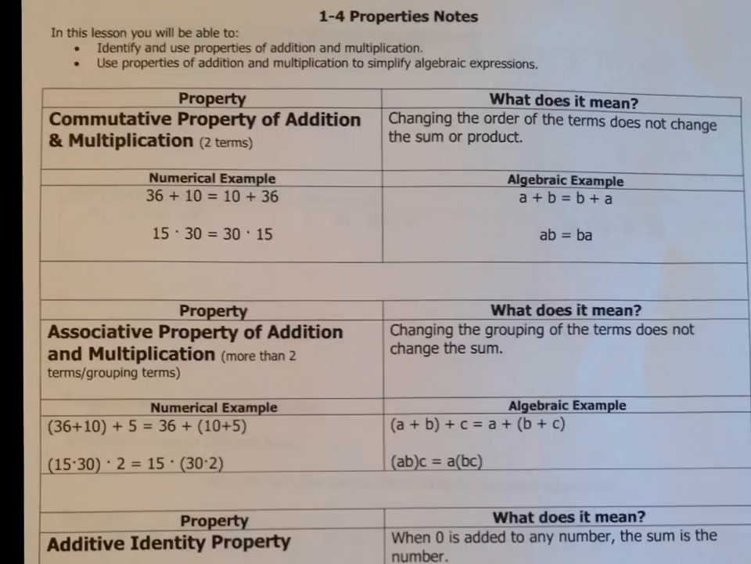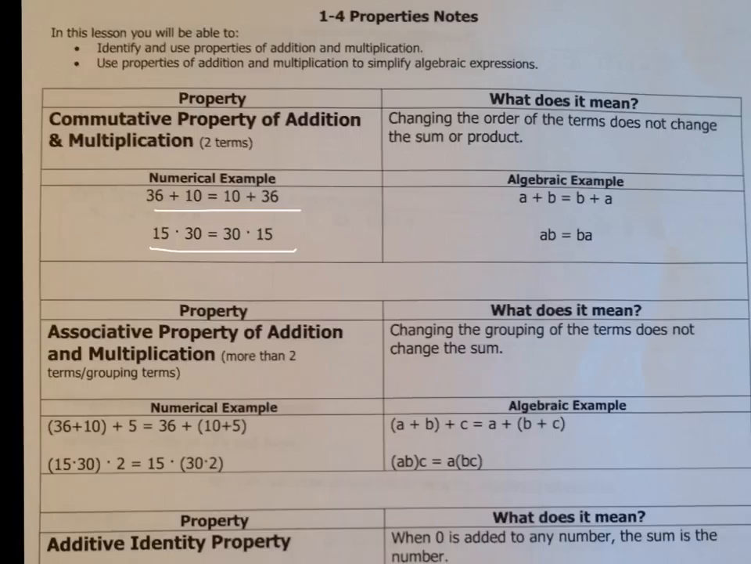Okay, so if you have 36 plus 10, your answer is the same as 10 plus 36. So this here would be an example of the commutative property of addition. 15 times 30 equals 30 times 15. That would be an example of the commutative property of multiplication. When you do those problems, you get the same answer.